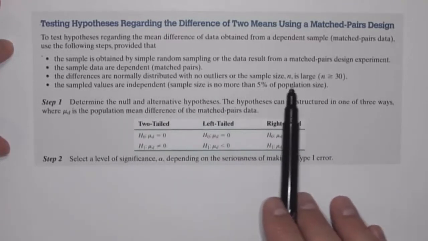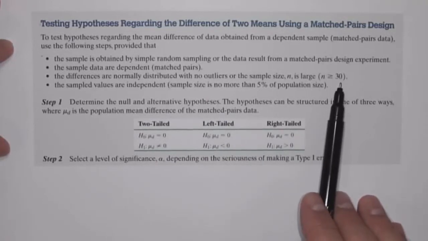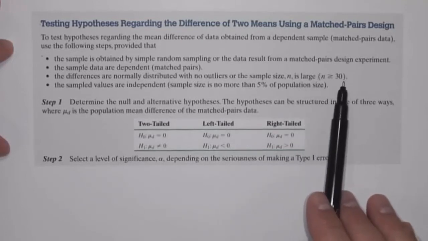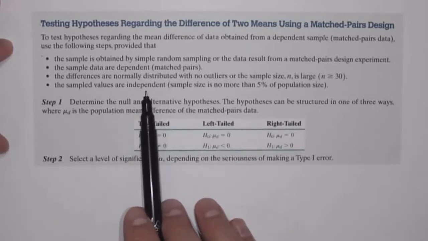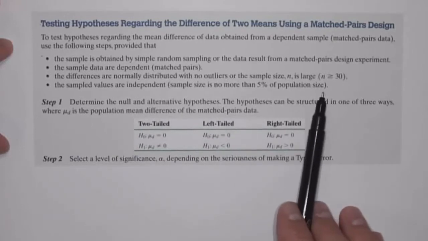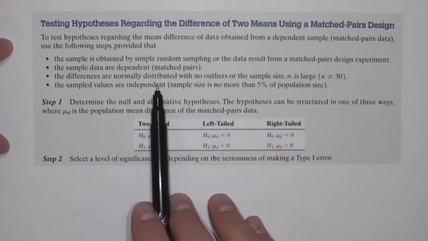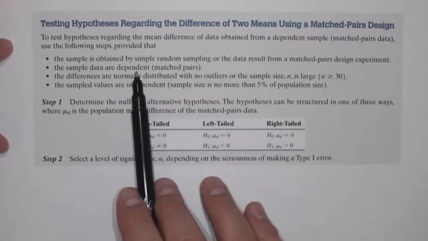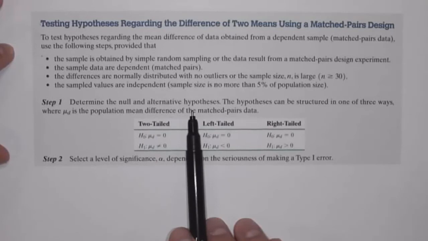So this is to ensure that we have normality. So we either have to have a large sample, meaning 30 or larger, or if we have a sample smaller than 30, we must verify that they come from a normal population by using a normal probability plot or a QQ plot. The sampled values are independent, which means the sample size can't be more than 5% of the population. So we have to have independence for the individuals within the sample, but sample 1 and sample 2 values are dependent. So step 1, we're going to determine the null and alternative hypotheses.